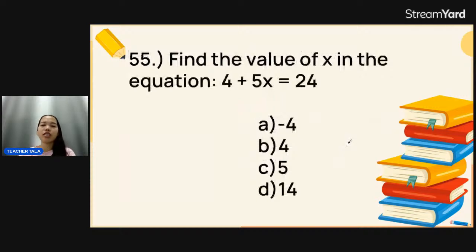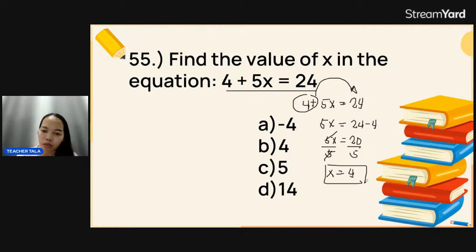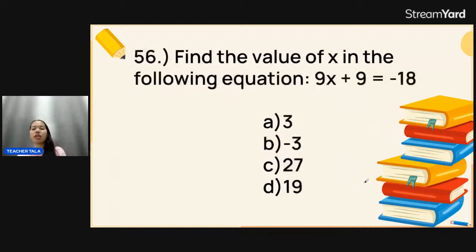Next, find the value of x in the equation 4 plus 5x equals 24. So this is a linear equation. So we're just going to transfer si 4. What's the rule in linear equation? Combine like terms. So si 4 and 24 are alike because they don't have x. 5x is equal to 24. So si 4, positive 4, magiging negative 4 na yan. So 5x is equal to 20. 24 minus 4, 20. So divide natin ng 5 para yung makuha natin si x. Si x na lang yung mahabilin. 20 over 5, that's 4. So the answer is positive 4, letter B.